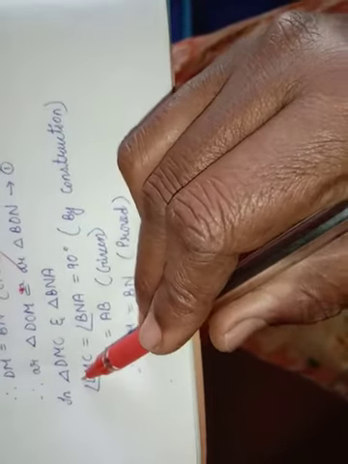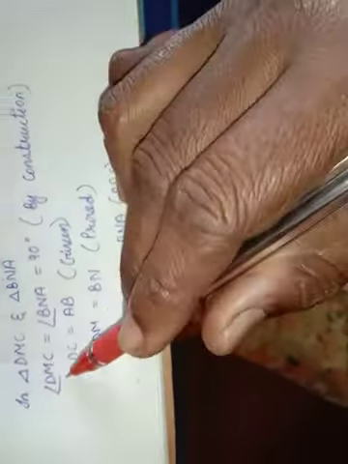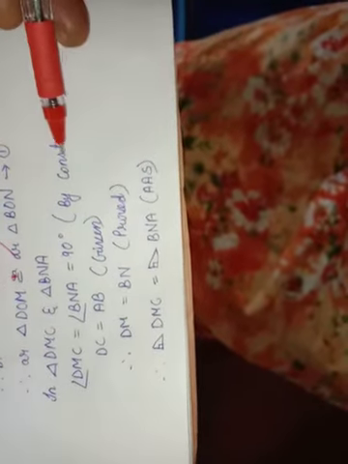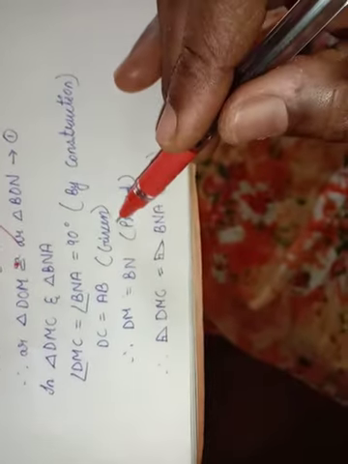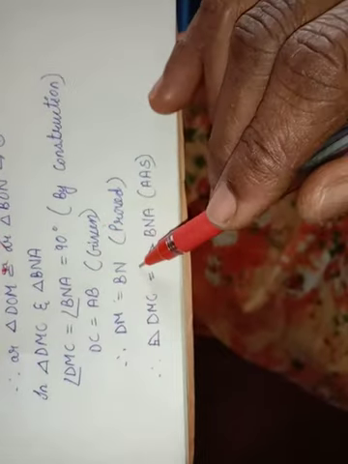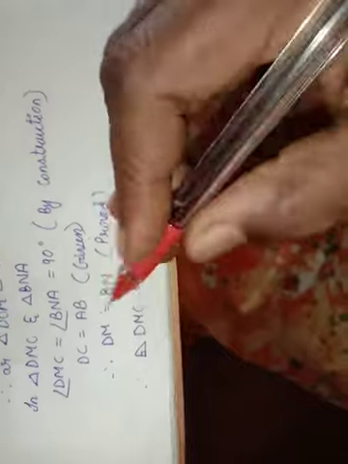Then let us compare triangles DMC and BNA. In these, angle DMC is equal to angle BNA is equal to 90 degrees by construction. DC is equal to AB, it is given, and DM is equal to BN, it is proved. Therefore, these two right angle triangles are congruent by AAS theorem.